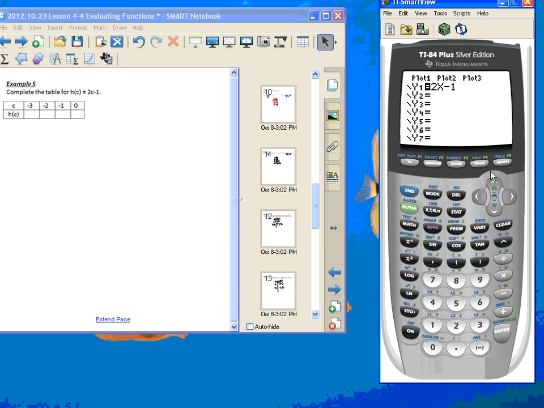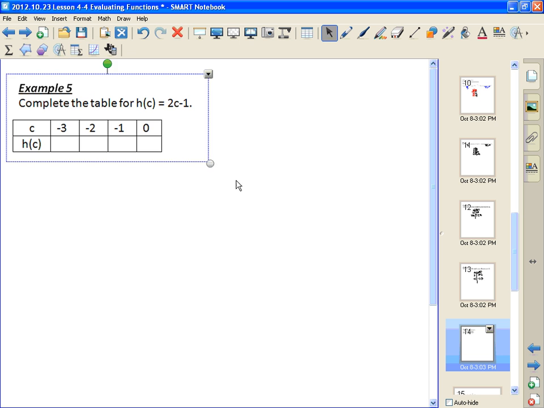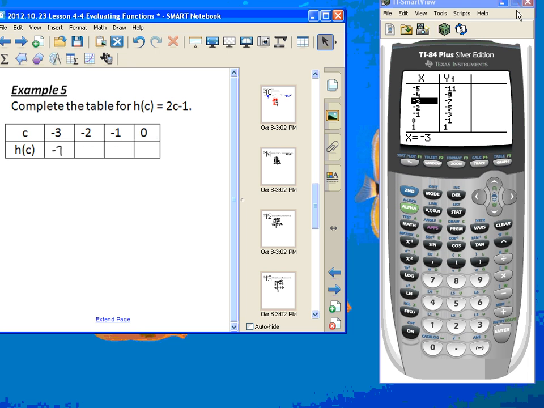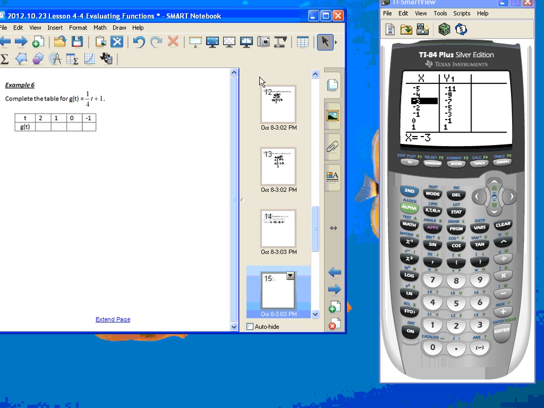Second graph takes us to the table. Good. So when c is -3, the y value is -7. And when c is -2, the y value is -5. And when the c value is -1, it's -3. And when the c value is 0, it's -1. Good. All right, so you guys take a second and try example 6.